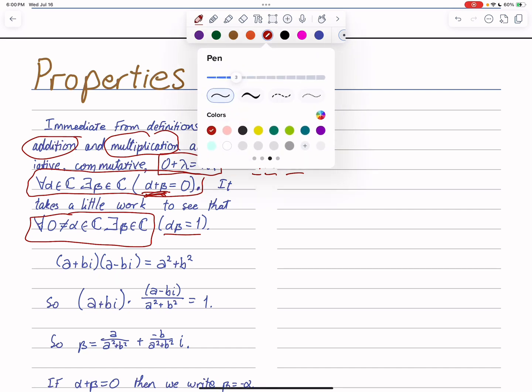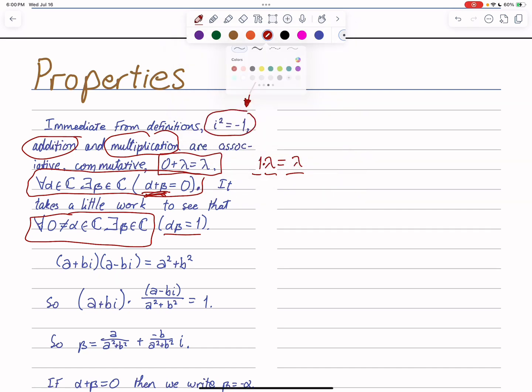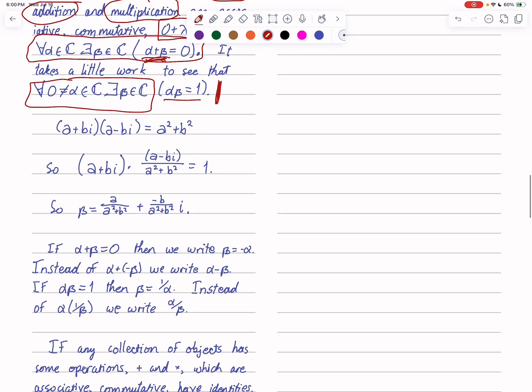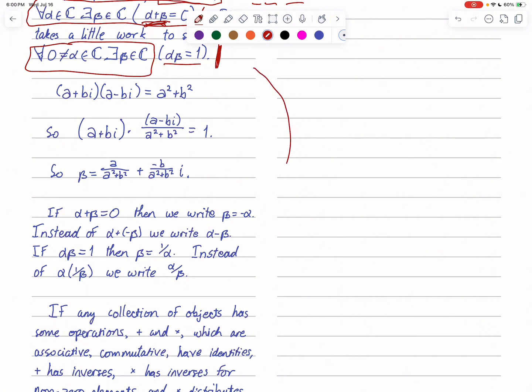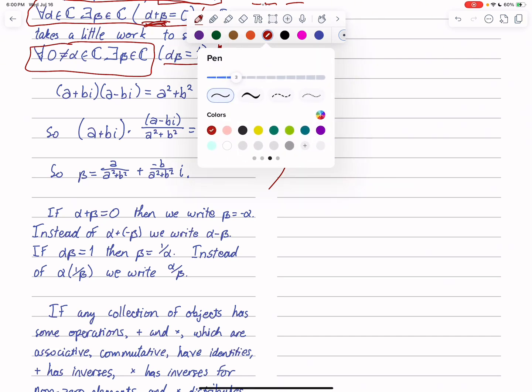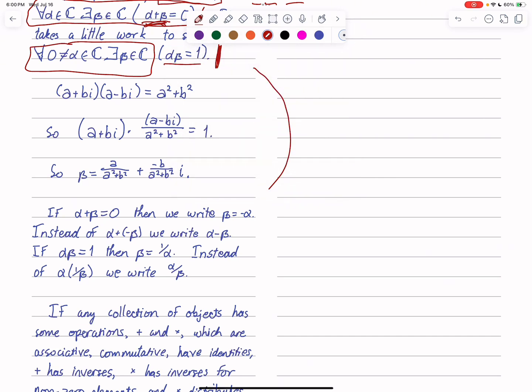But this one's maybe a bit harder, and so I'm going to go ahead and show you why this is true. For all non-zero alpha, there exists a beta such that alpha times beta is equal to 1. That's what I'm going to prove to you. And so that's what's here. Now, I'm going to prove it in stages, because where do you begin? Well, if I have any given complex number alpha, I'm going to say that alpha is equal to a plus bi.